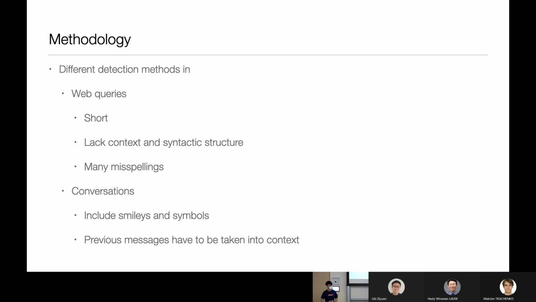So what can we do? We can choose to do this differently by using detection using deep learning. And we apply this to two types of text. One is web queries, which are often short. They lack some context and semantic meaning because they're short, and they often contain many misspellings. We also apply this to conversations. So conversations often include smileys and symbols. I think many of you like to send smileys and symbols as well. So we have to take this all into context and also the previous messages you have sent.